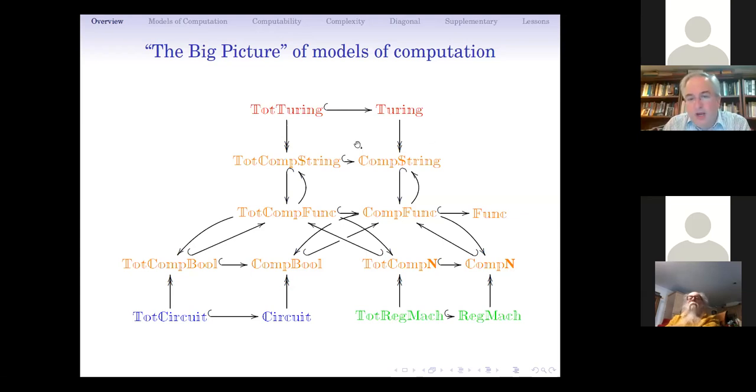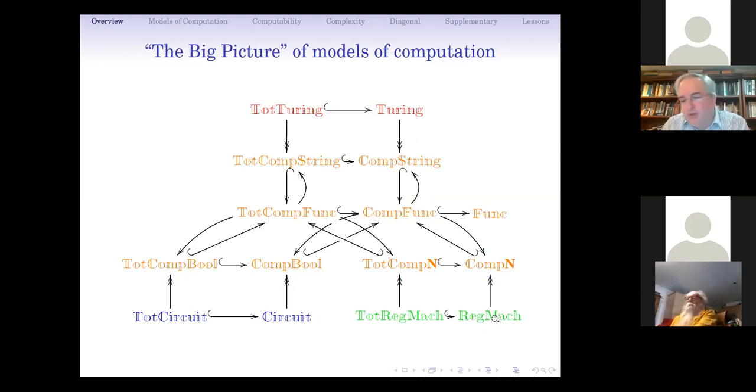And then outside here in the red and the blue and the green, those are models of computation. And the question is, what is a model of computation? What is a computation? So Turing says a computation is something that manipulates strings. Okay, Post said that too.